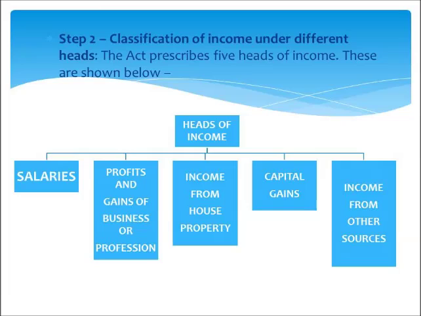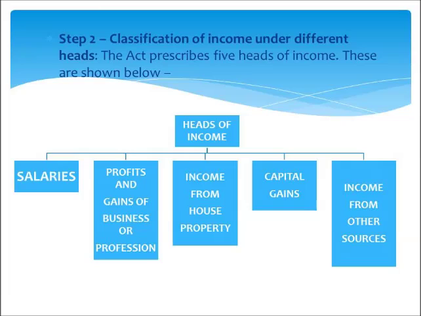What are they? Number 1, salaries. Number 2, profits and gains of business or profession. Number 3, income from house property. Number 4, capital gains. And last, number 5, income from other sources. Whatever income he earns during a year is divided into these 5 heads. We'll classify all the incomes he has earned in a year into these 5 heads, and then accordingly those incomes will be taxed as per the provisions of these heads. That is, salaries will be taxed according to the provisions given in taxation of salaries, PGBP will be taxed as per the provisions given in taxation of PGBP, and so on. So this is the second step in computation of total income, that is, we'll classify the income under various heads.